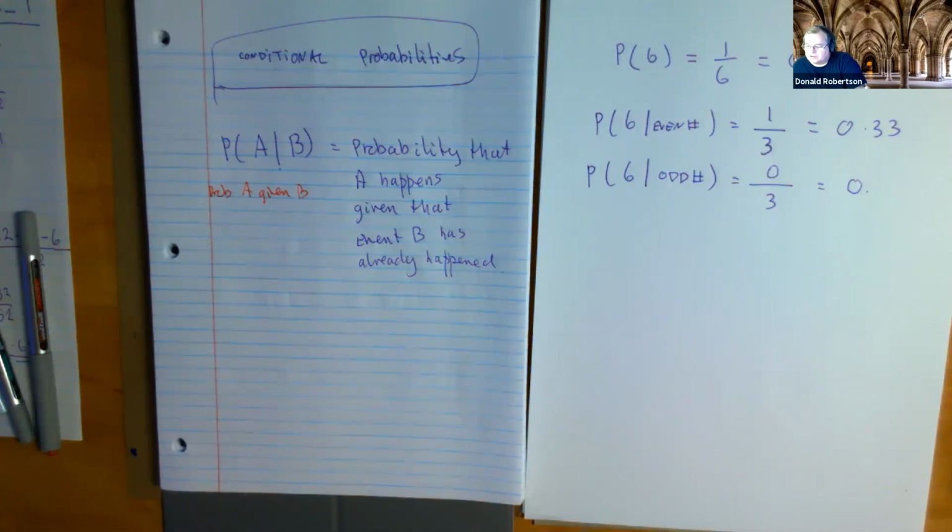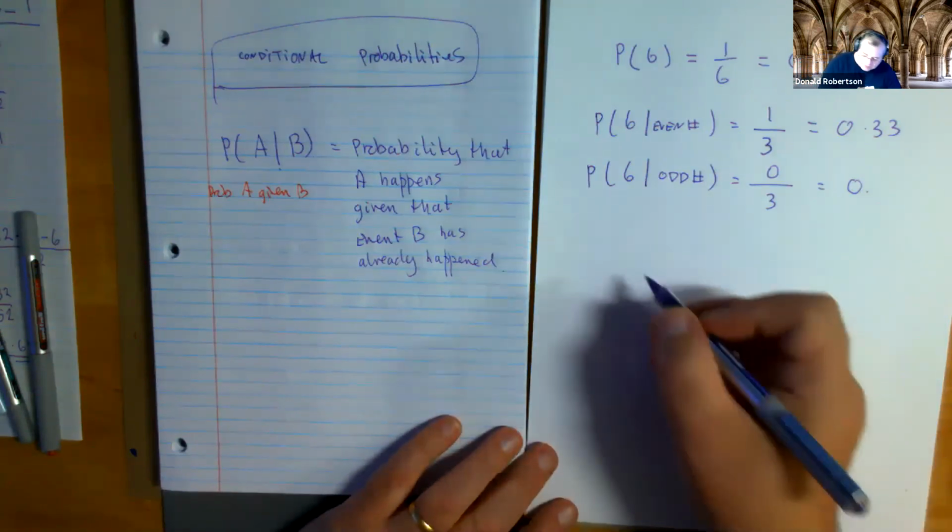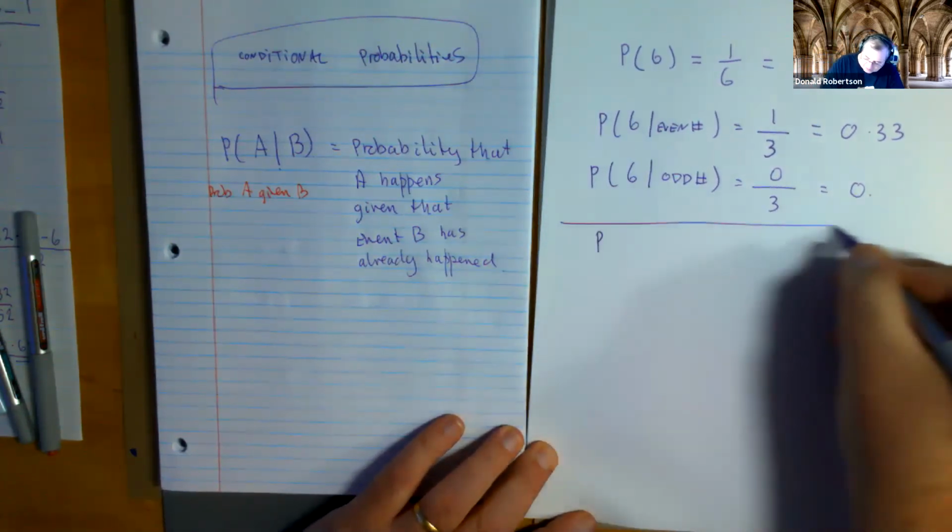Agreed? So conditional probabilities are very often used when you want to find the probability of something happening, but you've been given a little bit extra information about it. So suppose I give you a card question again.